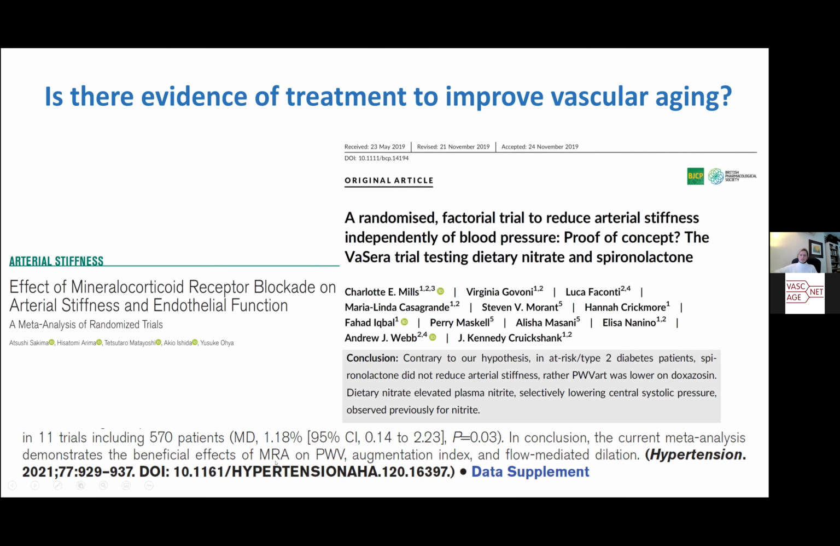In contrast to this trial, there was another one that looked also at spironolactone and dietary nitrates, and they actually found that in diabetes patients, spironolactone did not reduce arterial stiffness. The first one was a meta-analysis, and this was just a single trial, but nevertheless the contrary was found. And they also looked at nitrate, lowering central systolic pressure.